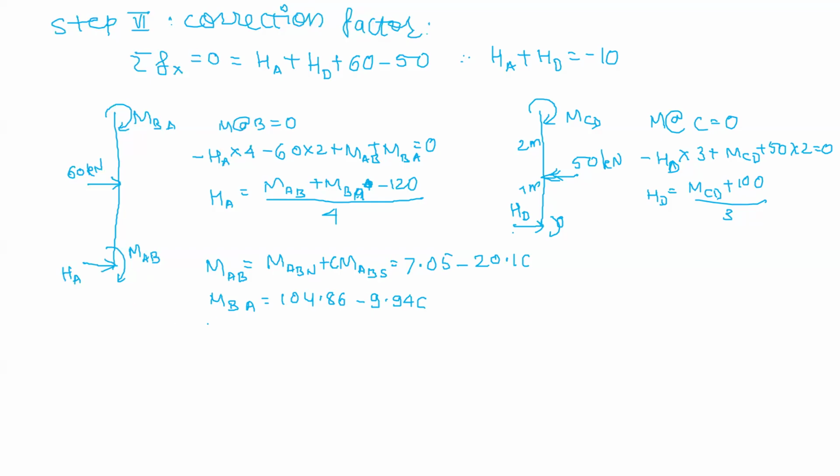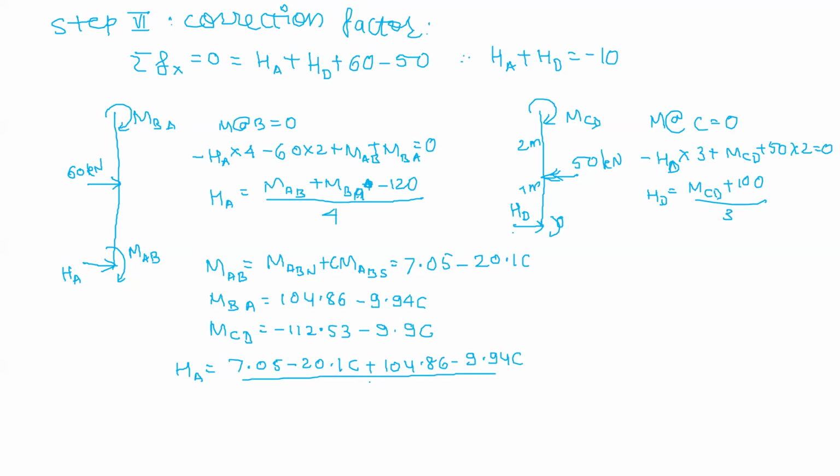Then we have MCD, which is equal to minus 112.53 minus 9.9 C. Now you have to put these values in HA. So we have HA equal to 7.05 minus 20.1 C plus MBA, which is 104.86 minus 9.94 C, divided by 4.